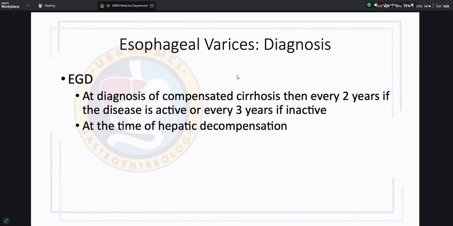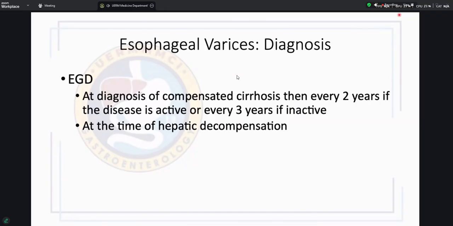So the question now is, for patients with cirrhosis, when is endoscopy with screening for varices recommended? And by screening, I mean those patients with no history of bleeding. The value of screening is it will identify those who have varices and those who are at risk for bleeding and may need medications or prophylaxis.